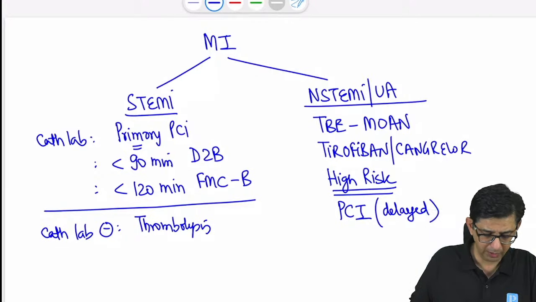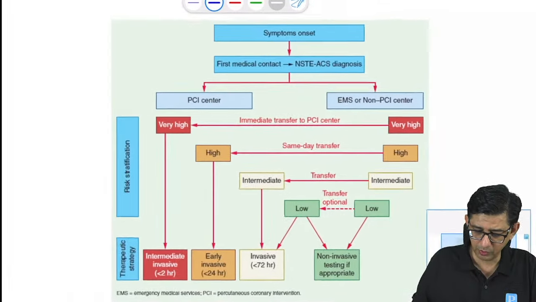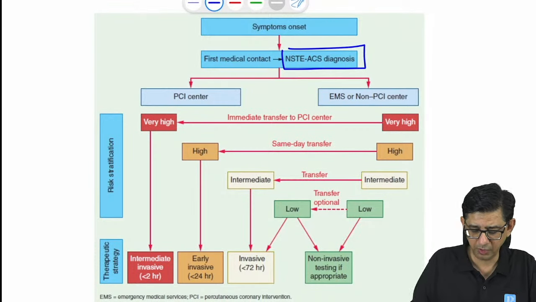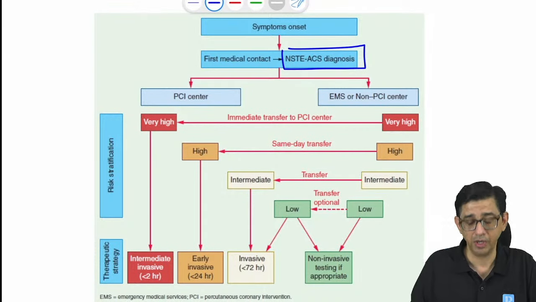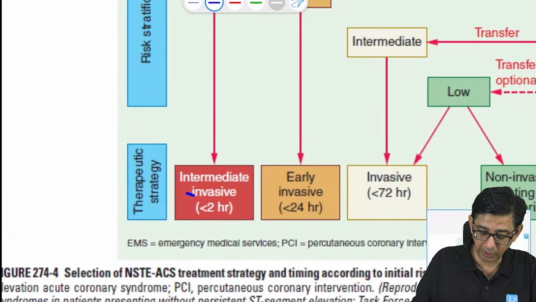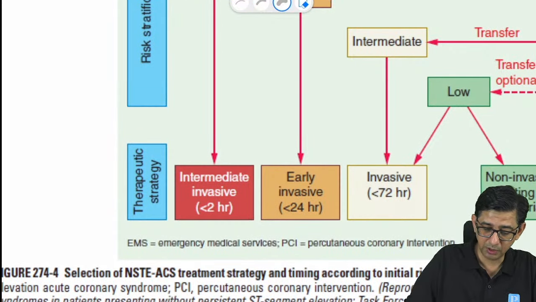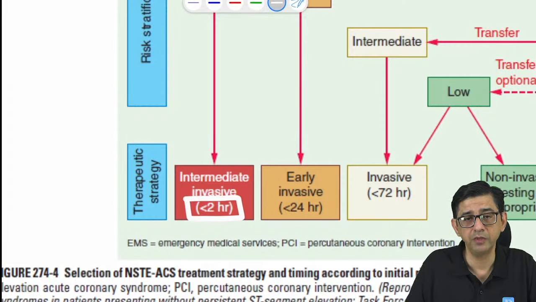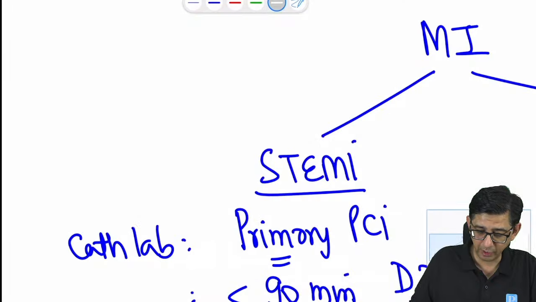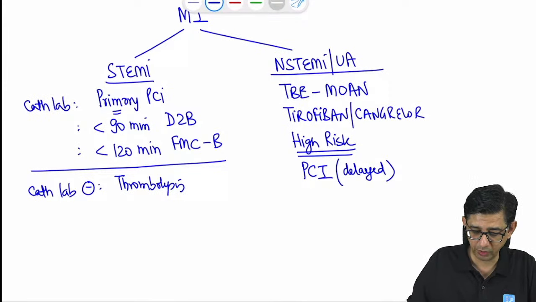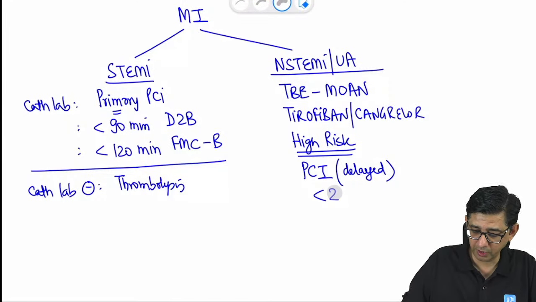And Harrison's flow chart, exactly, I'm going to show you the flow chart for non-ST elevation MI. And even in non-ST elevation MI, he says that we can be going in for immediate invasive percutaneous coronary intervention within as little as 2 hours. So that's a new update that I want you guys to be familiar with. And I'll write it on the previous slide that he says that when it comes to non-ST elevation myocardial infarction in a high-risk case, this percutaneous coronary intervention again should be done within 2 hours, that is 120 minutes.